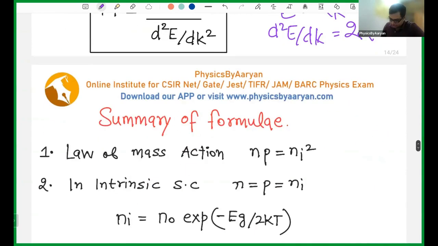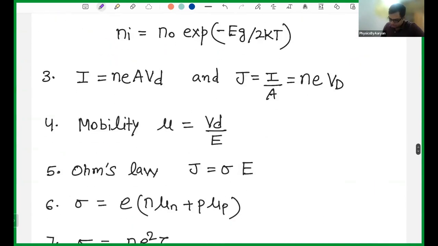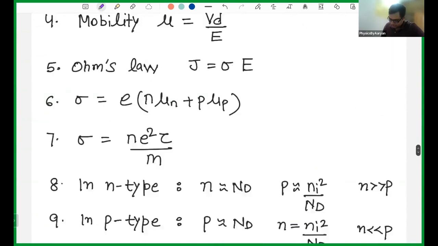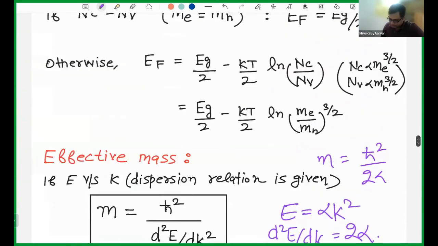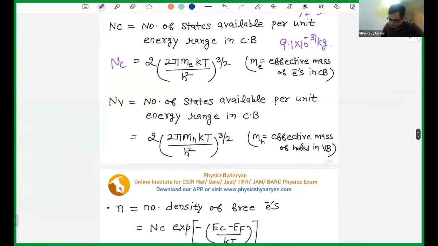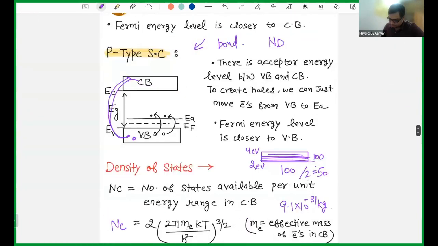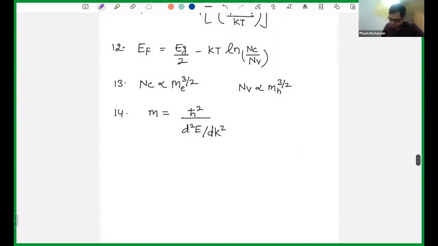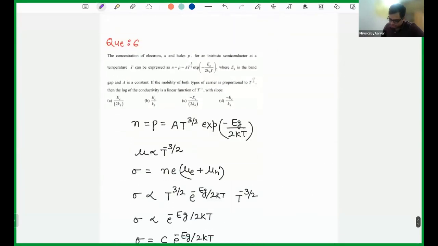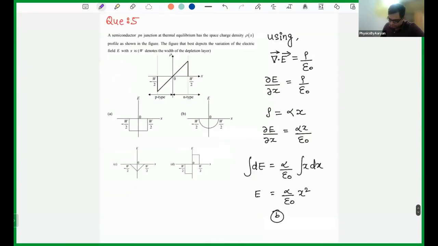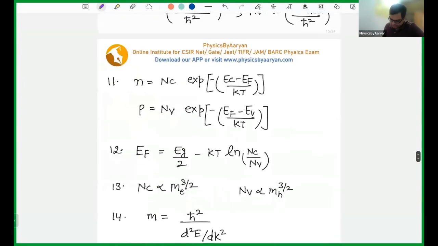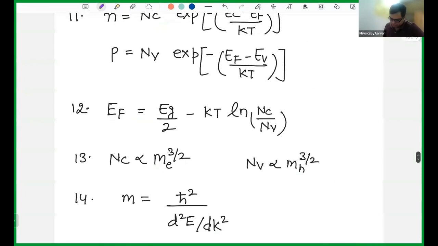Okay. There was one more formula which I had to give you. Where is that formula? The Fermi energy formula. I wrote it somewhere. Where did that go? One more formula was there. The Fermi energy formula. I wrote it somewhere. Yeah, this is it. Okay.